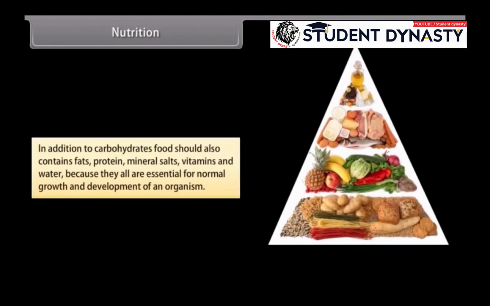In addition to carbohydrates, food should also contain fats, protein, mineral salts, vitamins and water because they all are essential for normal growth and development of an organism.